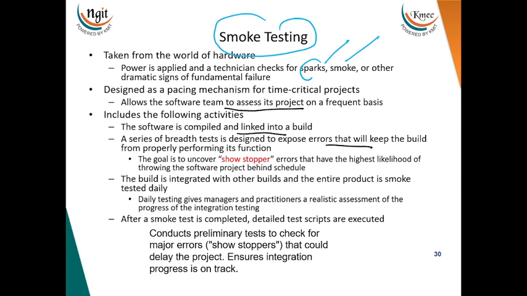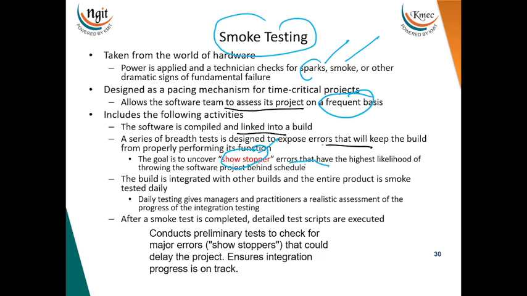So this is the part. It is designed as a pacing mechanism for time-critical projects. It allows the software team to assess the project on a frequent basis. The software is complete and linked to a build. A series of smoke tests is designed to expose errors that will keep the build from properly performing. Means you're giving it current, you're giving everything to perform this task. The goal is to uncover any showstopper.